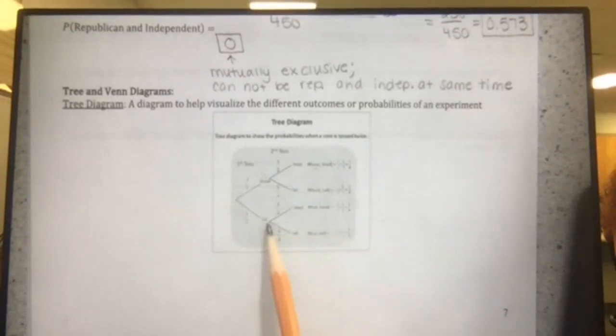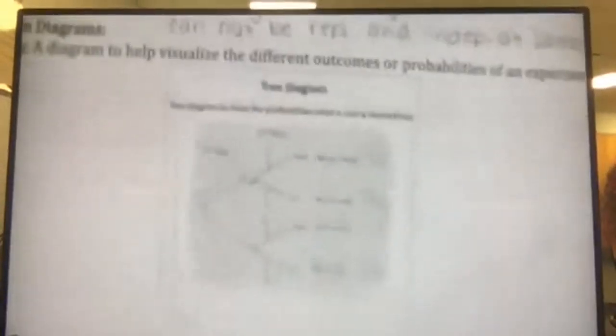Same thing down here. If you landed on tails the first time, your second coin could be a head or it could be a tail. So this would be tail head. This would be tail tail. Seeing all your different options just to organize it. That's the tree diagram. Questions about that? Just seeing what it is and how it works.